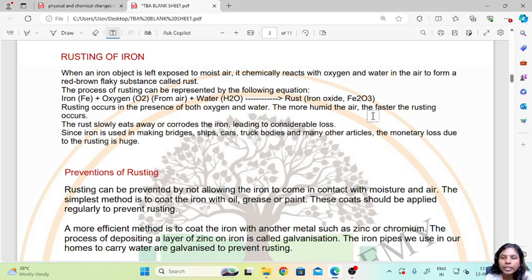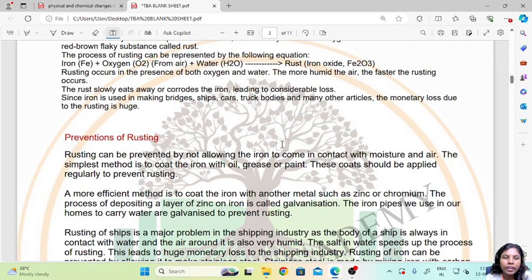The more humid the air, the faster the rusting occurs. More humid means there is more moisture in the atmosphere and therefore the rusting will occur even faster. The rust slowly eats away or corrodes the iron, leading to considerable loss. After some time that layer forms and then the iron gets corroded and this leads to very huge losses.